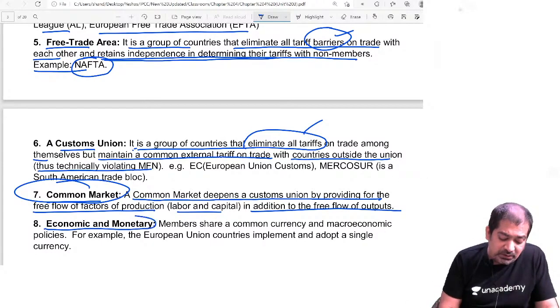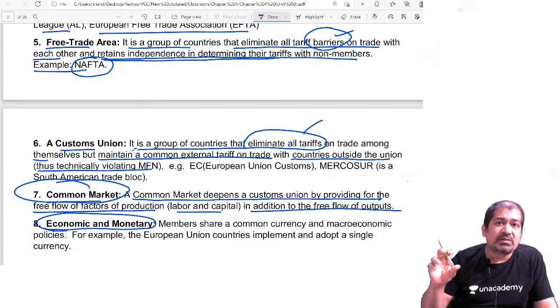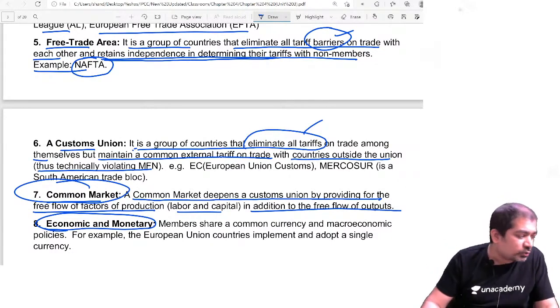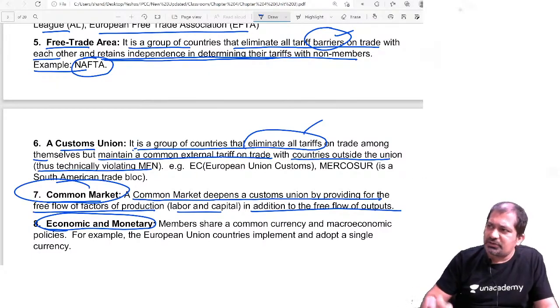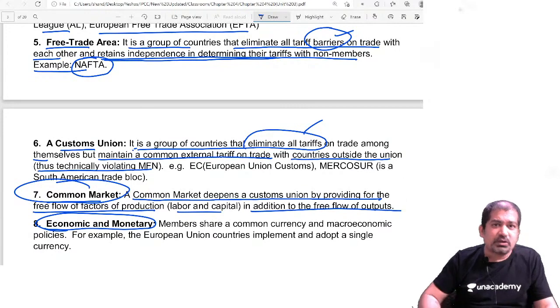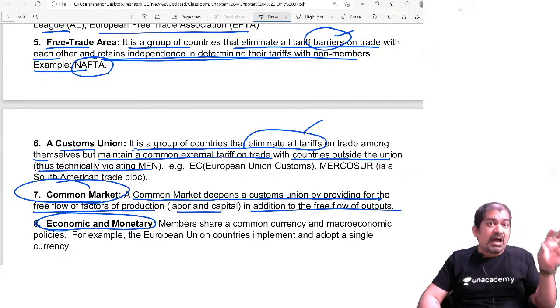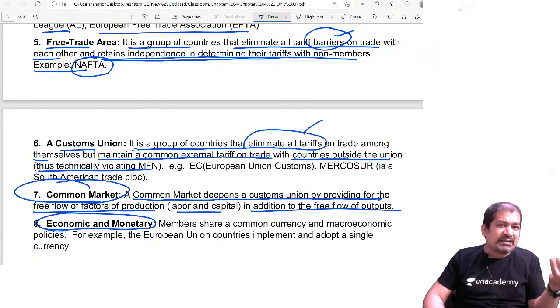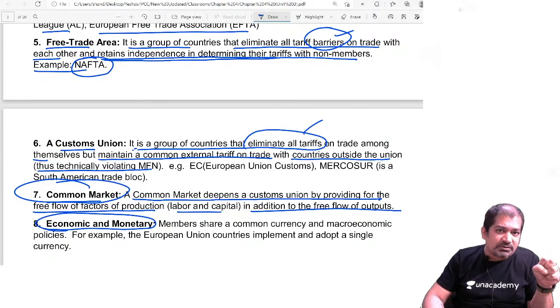Economic and monetary union. Now, what is economic monetary union? Here, some countries will come together and they will have a common currency. For example, Eurozone countries have the same currency. Now, not every country which is a part of the European Union follows the same currency. Among those 28 countries, around 17 or 18 countries follow the same currency. So they are also known as Eurozone countries.